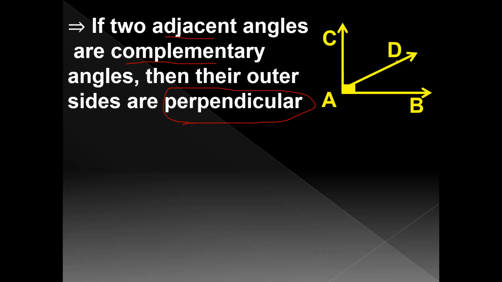The two adjacent angles are DAB and CAD. So their outer sides, AC and AB, are perpendicular.